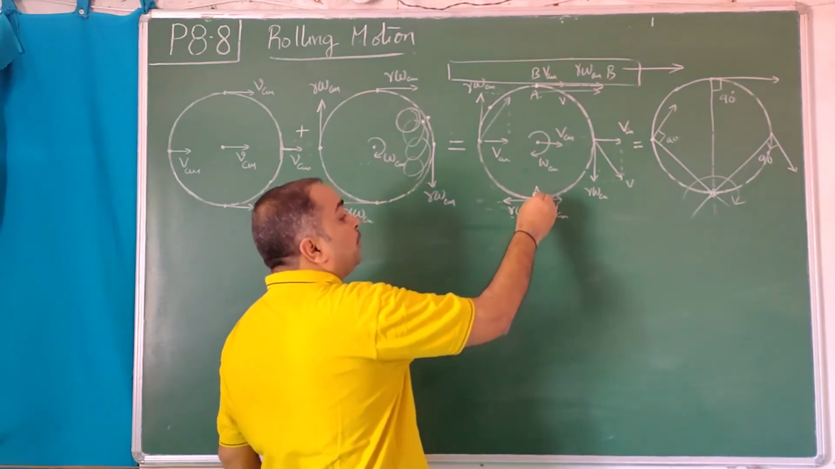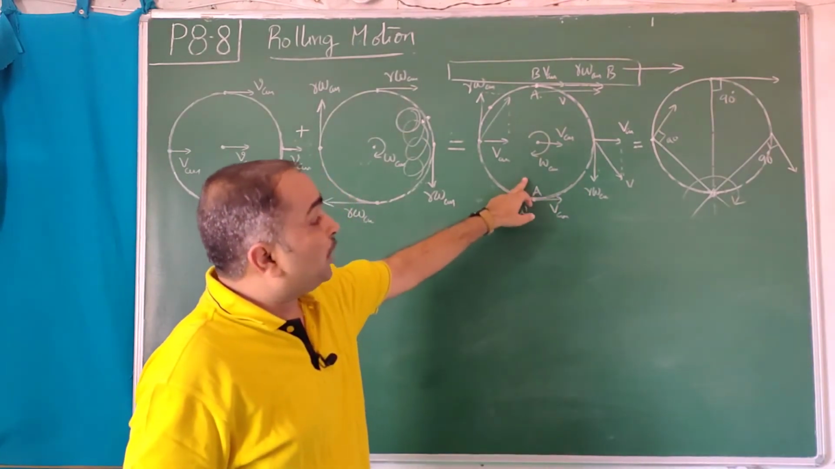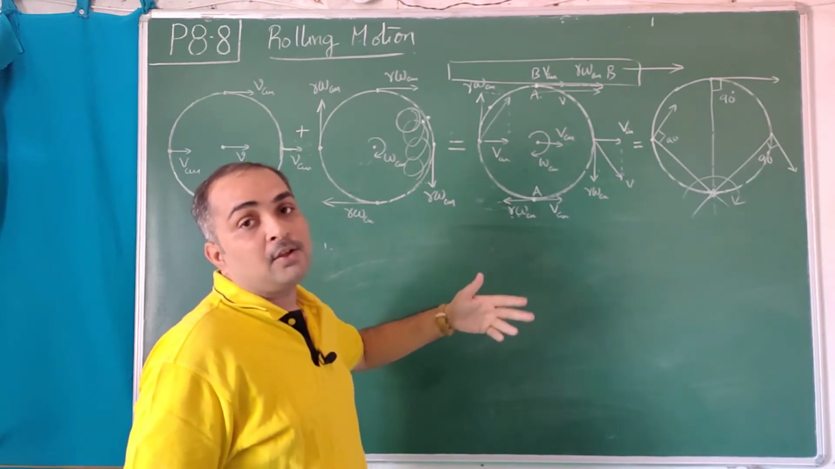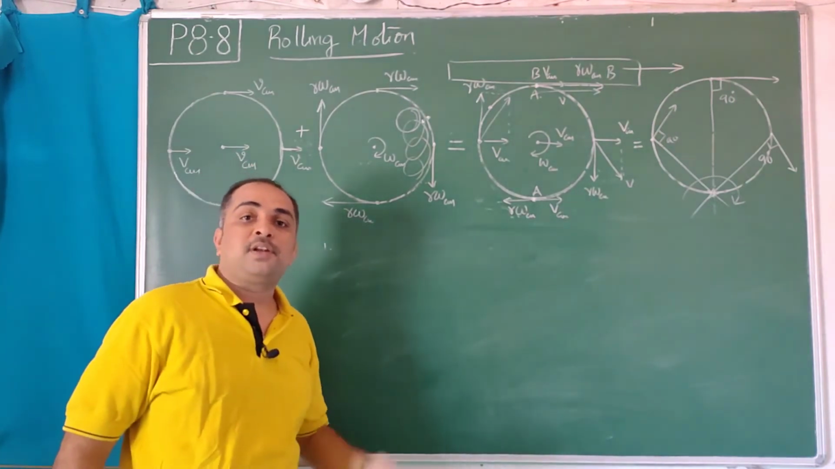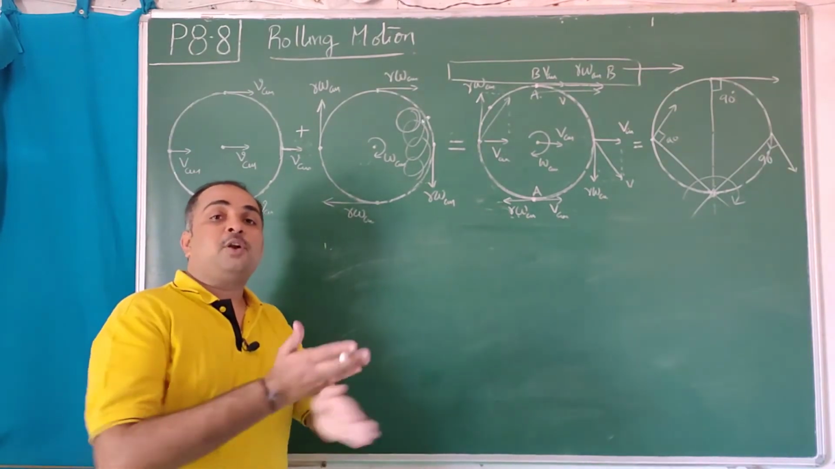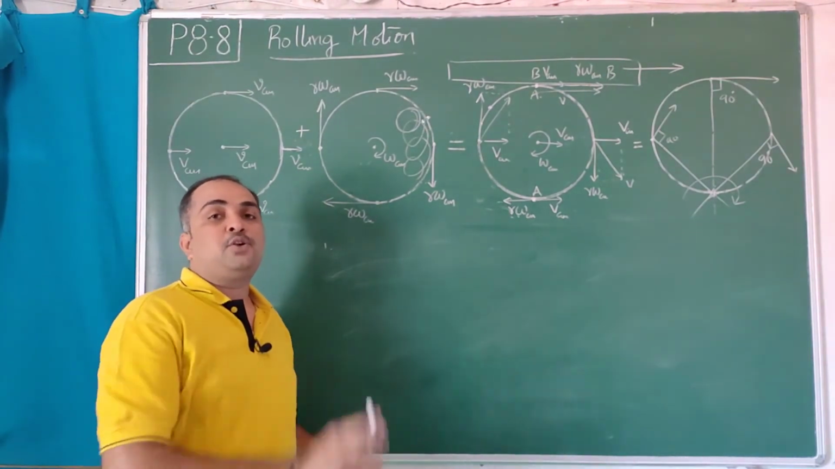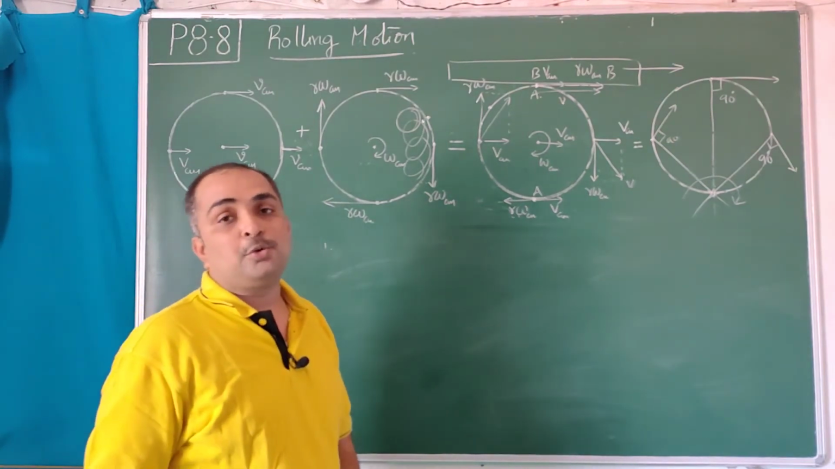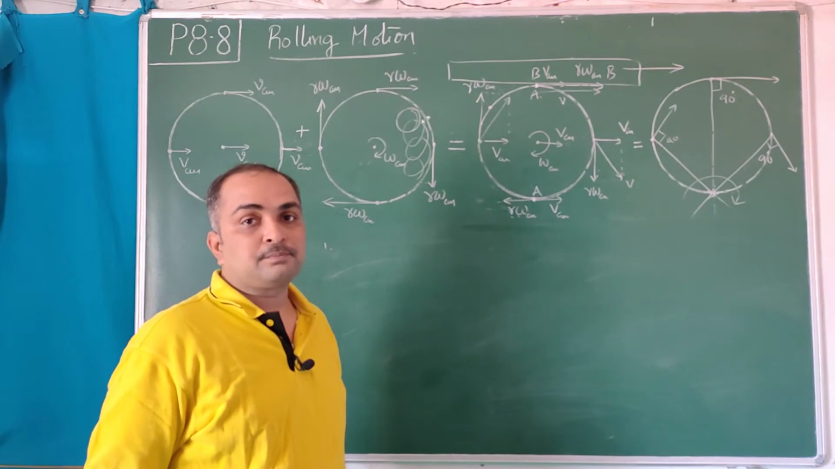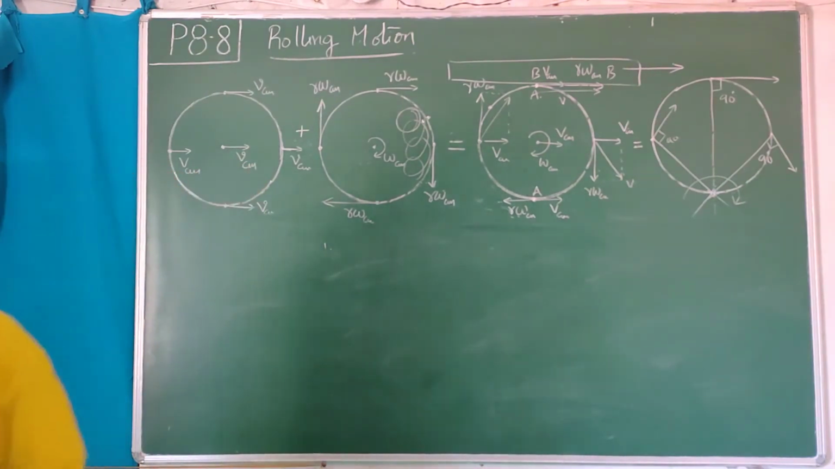The bottommost point, or the point of contact of the rolling body with respect to the rolling surface on which it is rolling, should have zero relative velocity. That means relatively they must be static. There must not be any slippage. Otherwise it will lead to forward slip rolling, otherwise it leads to backward slip rolling. Like that.